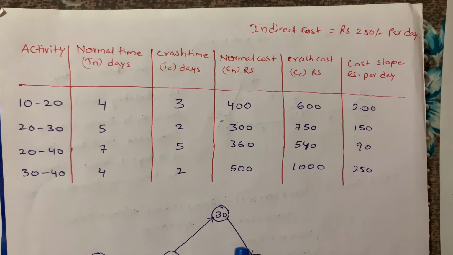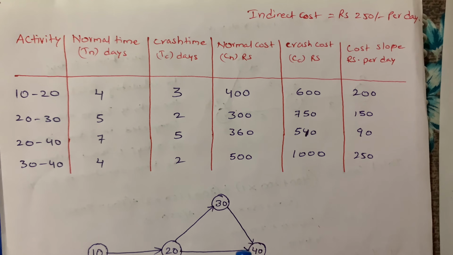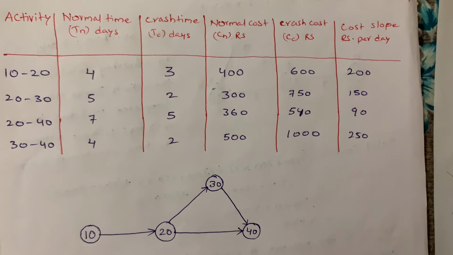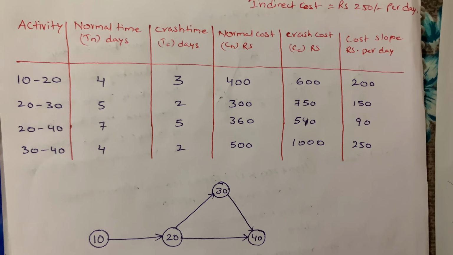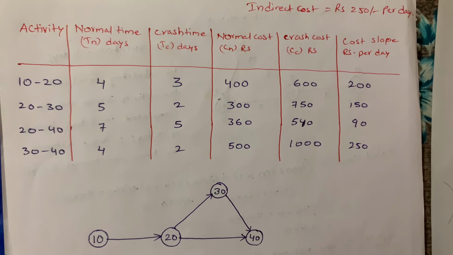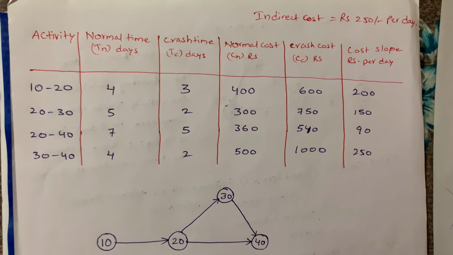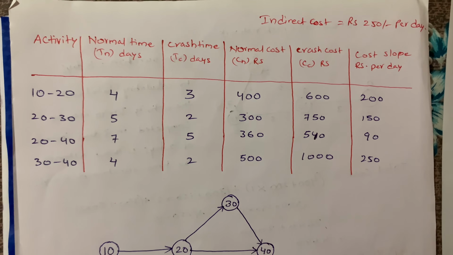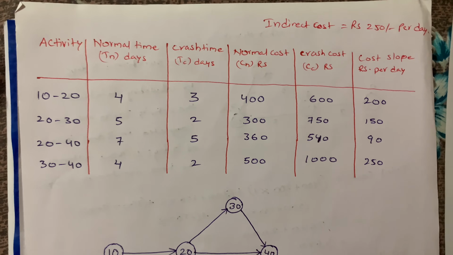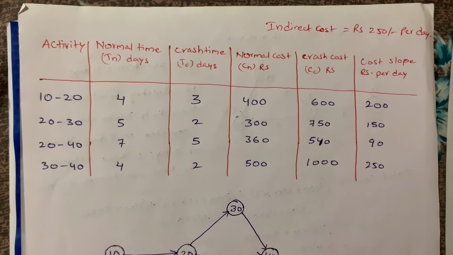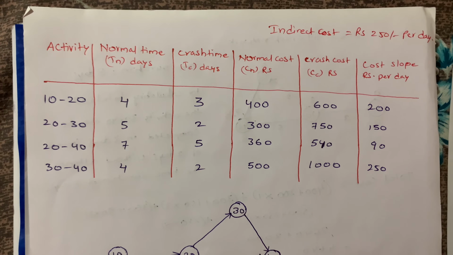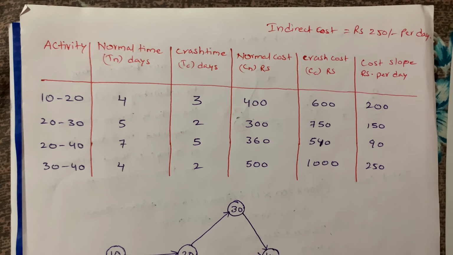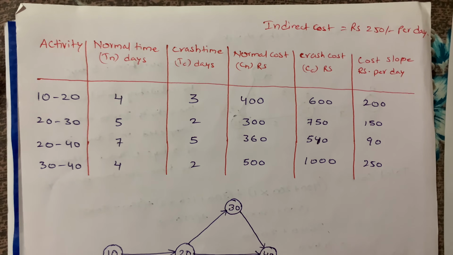So we are going to determine the optimum time duration and optimum cost for this given network. Optimum cost is the minimum cost in the total project. Suppose in the total cost, the minimum is called optimum cost, and the time duration corresponding to that optimum cost is called optimum time.